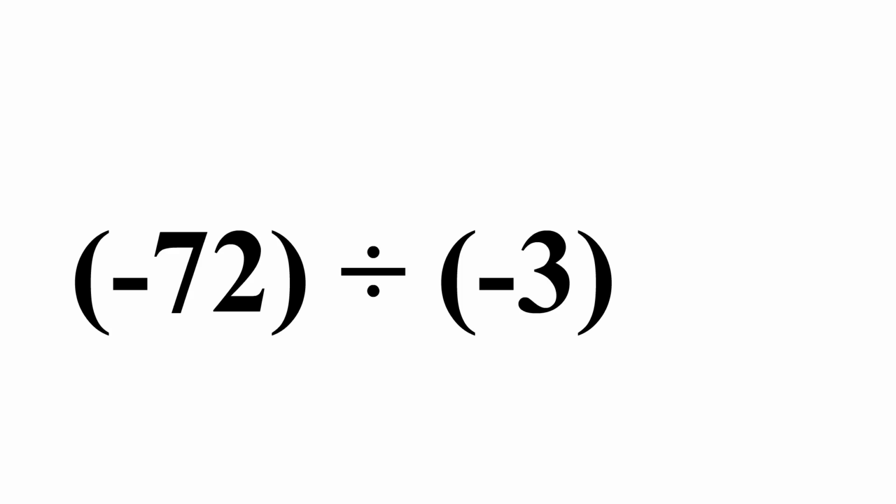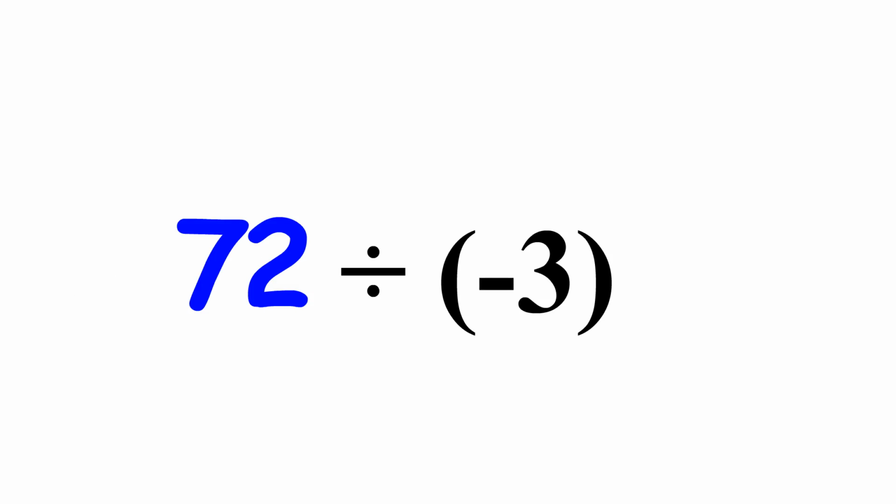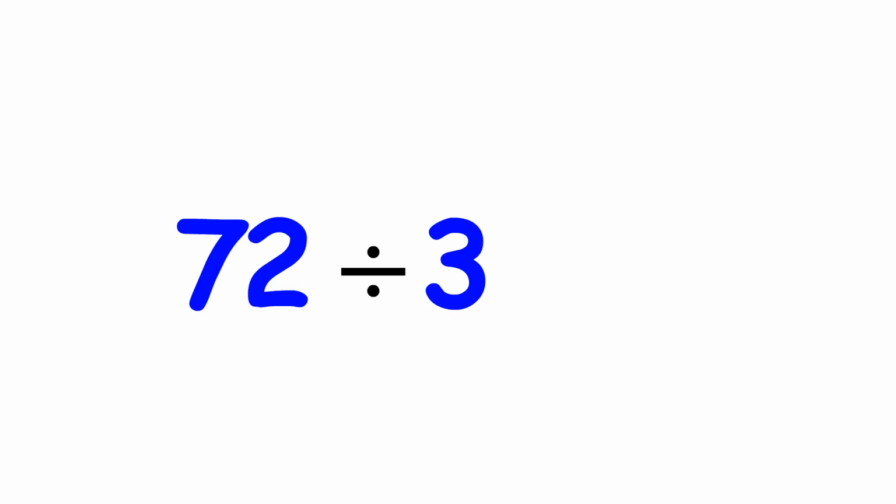In our next example, we'll be using 2 negative numbers. The question for the third example is negative 72 divided by negative 3. What you're going to do is answer the question as if you're doing 72 divided by 3. So the answer to that question is 24.